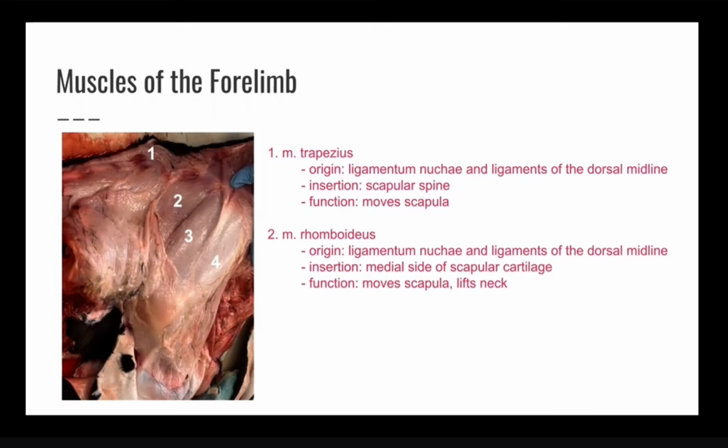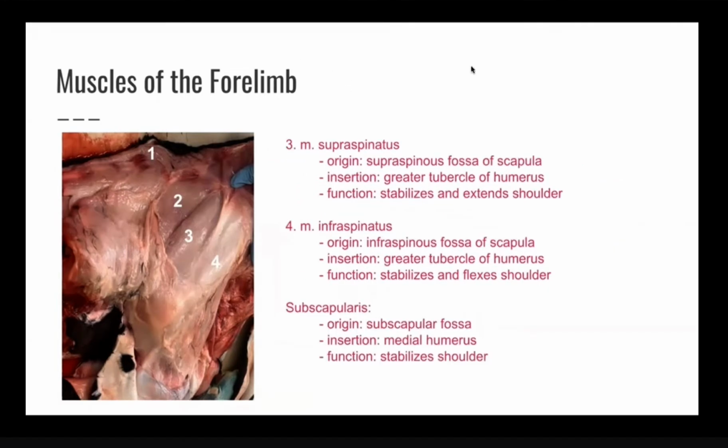The rhomboideus muscle has the same origin points as the trapezius, but it inserts into the medial side of the scapular cartilage. Its function is to also help to move the scapula, but also to lift the neck. The supraspinatus muscle originates from the supraspinous fossa of the scapula, inserts into the greater tubercle of the humerus, and helps to stabilize and extend the shoulder.